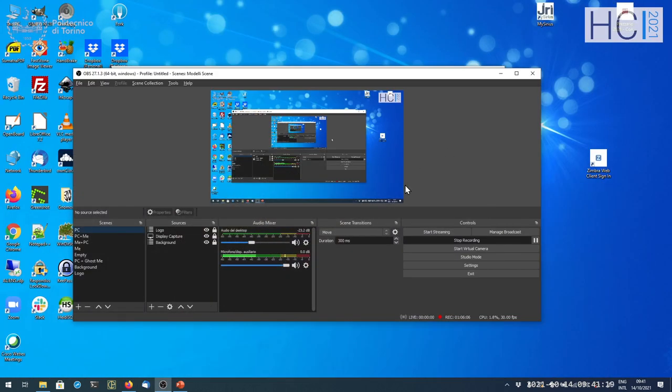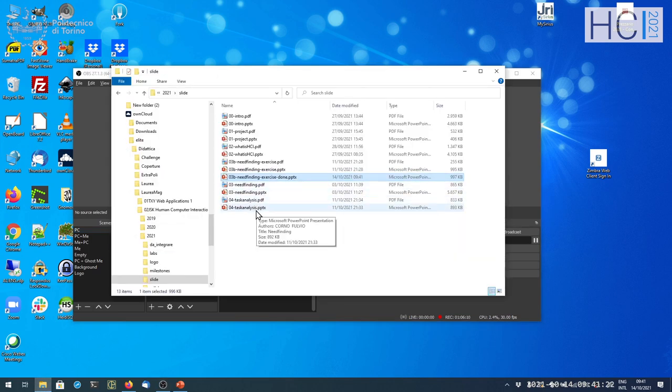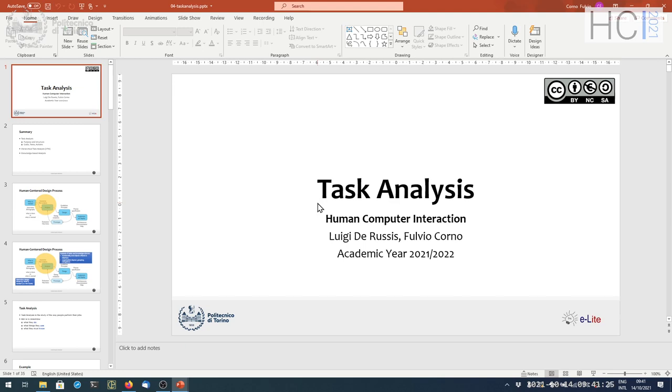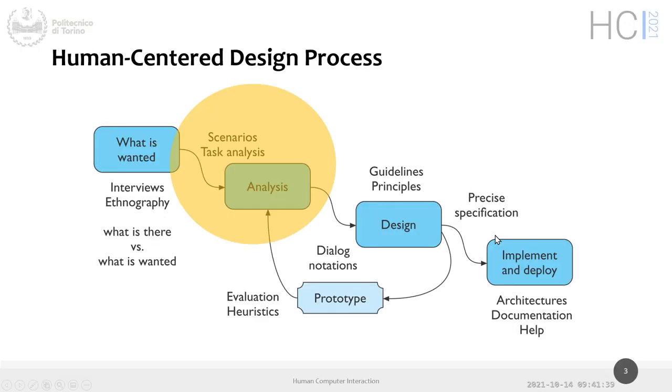The next step will be, like we said, to formalize the task that we want to support. Okay? In our planning, we had the first box, which is what is wanted. Extracting what the user wants, and we did that through the interviews, the observations, and so on. And then we need to analyze these needs in order to come up with some specific scenarios, with some specific tasks that we want to support.